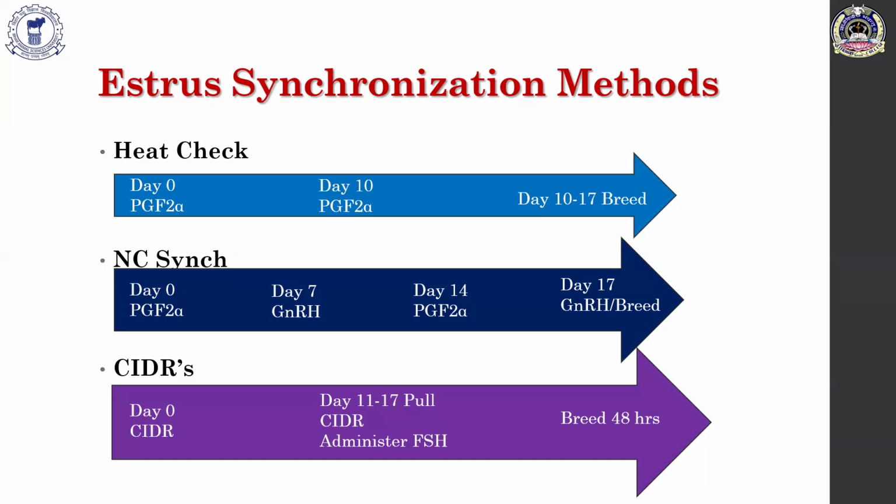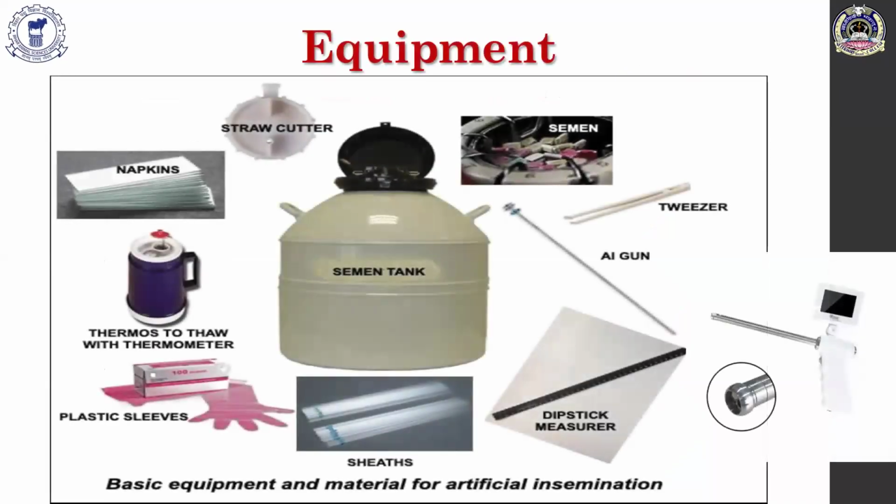When we talk about the CIDRs, on day 0 we have to implant this, and on day 11 and 17 we have to pull it out and administer FSH and breed the animal at 48 hours.